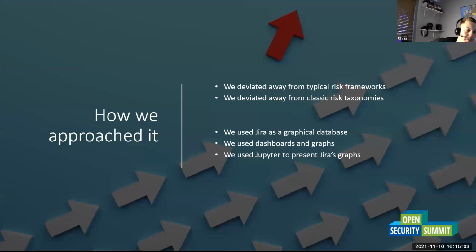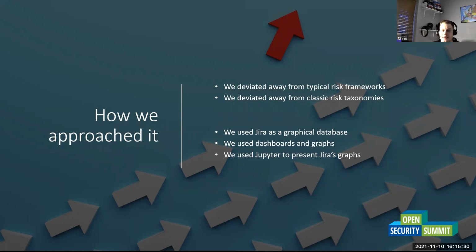Awesome. So yeah, like Petra said, we've deviated away from the classical risk frameworks and the risk taxonomies, and we've decided to use Jira as our graphical database in essence, and then built on top of that, we're using Jupyter notebooks to generate graphs and charts and bring the stuff in Jira to life.